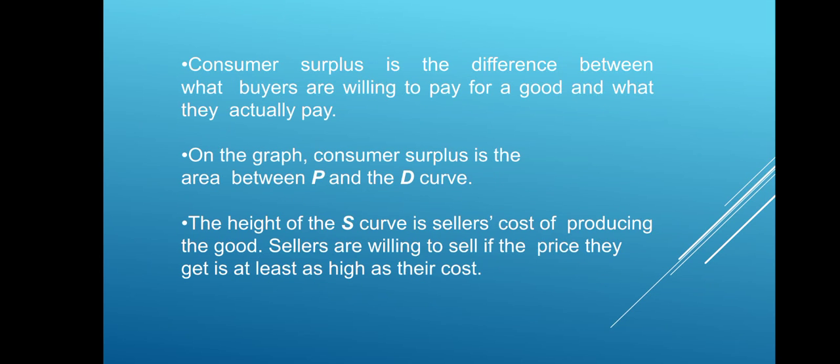Consumer surplus. It is the difference between what buyers are willing to pay for a good and what they actually pay. On the graph plotted between the price and the quantity demanded, consumer surplus is the area between the price and the D curve. The height of the S curve is the seller's cost of producing the good. Sellers are willing to sell if the price they get is at least as high as their cost.